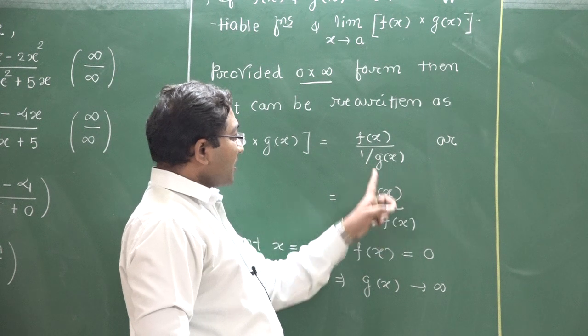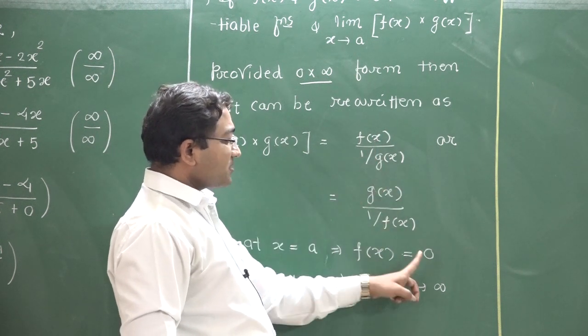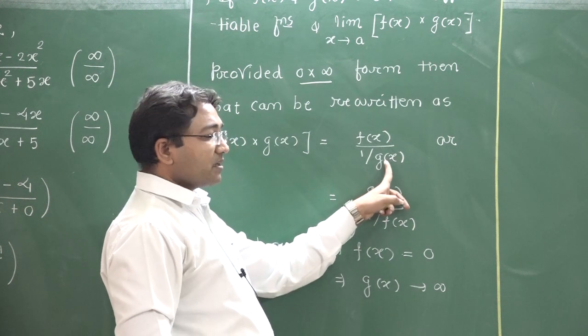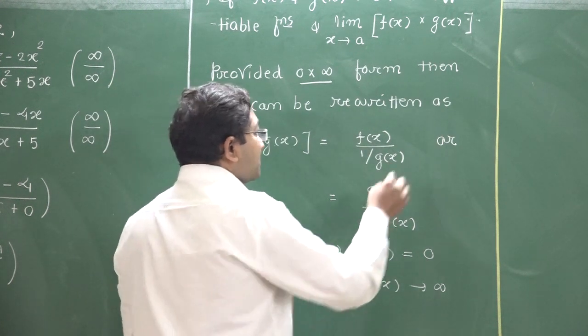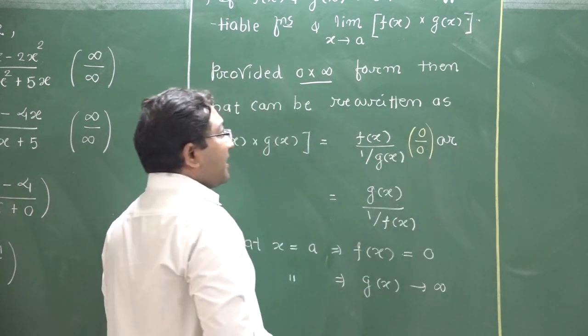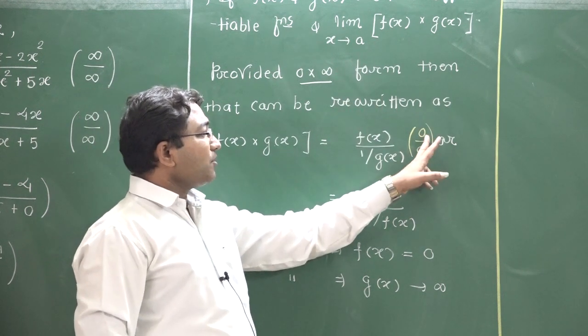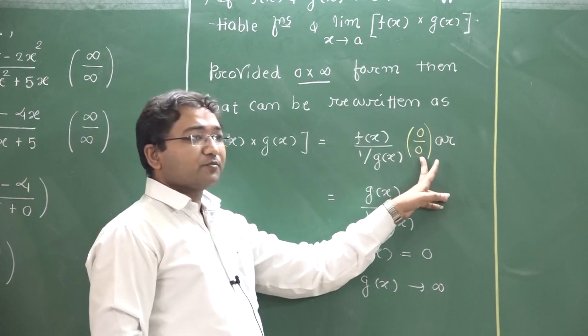So here 1 upon f of x, with f of x equal to 0 and g of x equal to infinite, so 1 upon infinite is 0. So that is the form of 0 upon 0. If any limit is converted into the form of 0 upon 0, we can apply the L'Hospital rule.